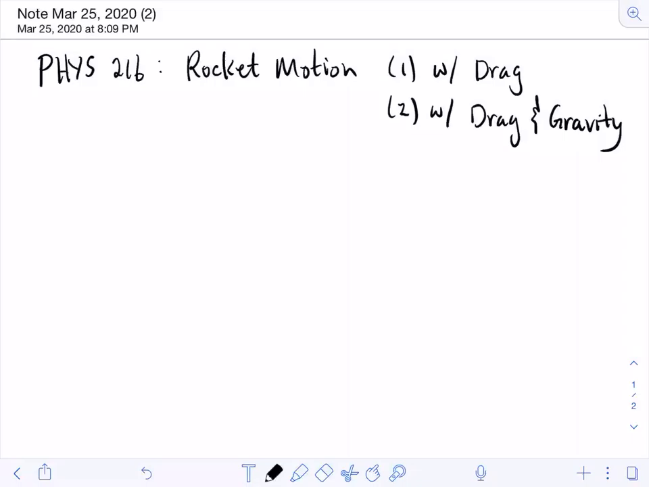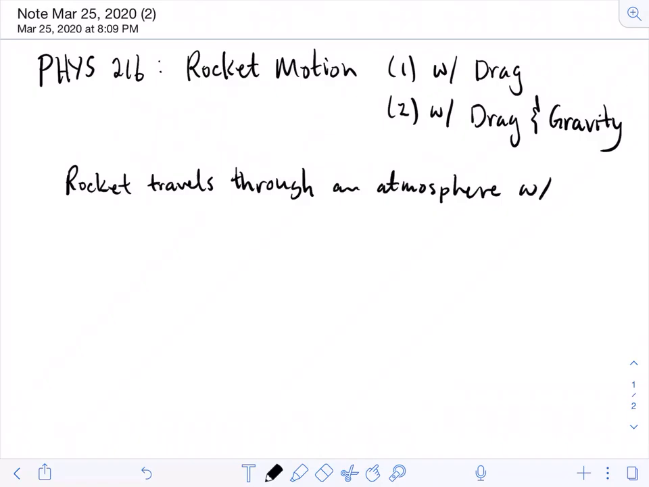Okay, so here's the problem. A rocket travels through an atmosphere with a linear drag force, which we'll say is minus kV. K is a constant, and the force is going to act in the opposite direction of the velocity vector v.